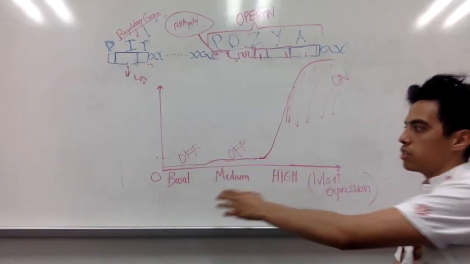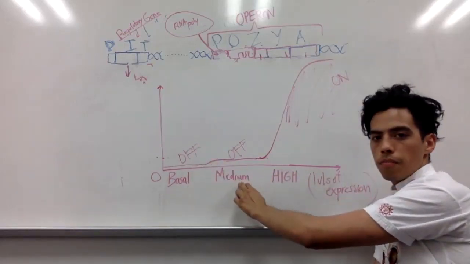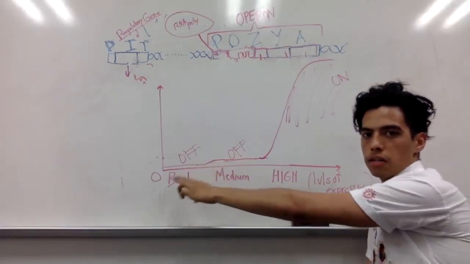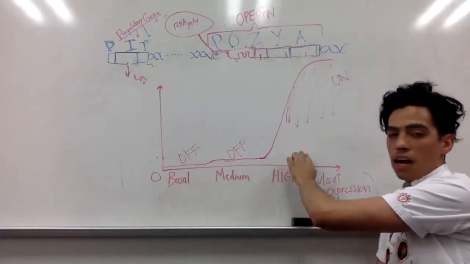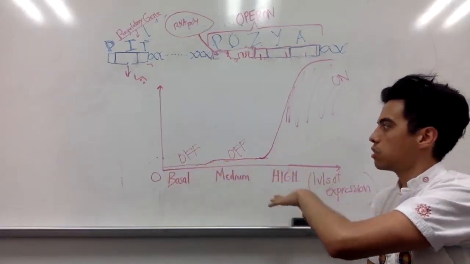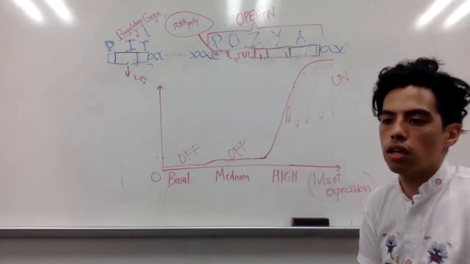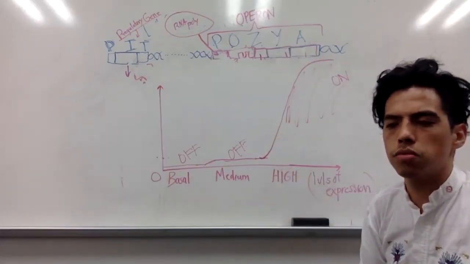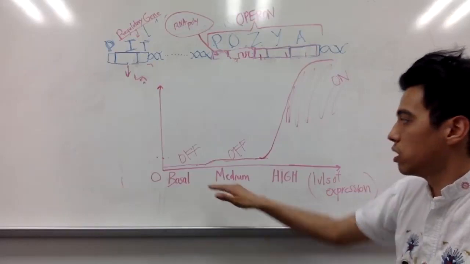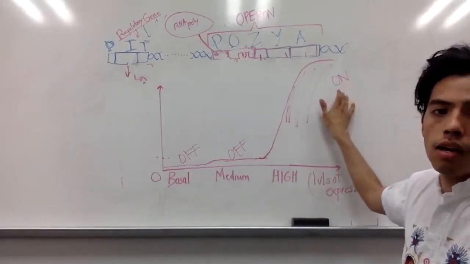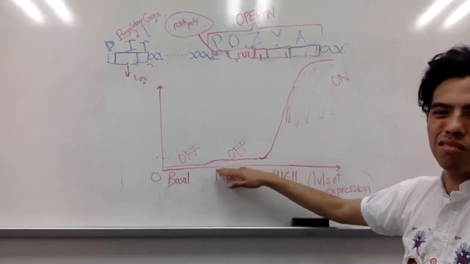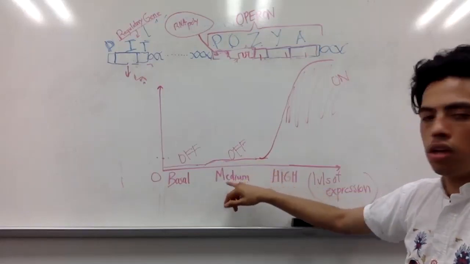So as you guys can see, even though we have medium, it's not really that much compared to basal, and compared to high, it's basically almost basal. And so that's why, really, in terms of this class, and usually in terms of any upper division, we really just talk about basal and high because medium isn't that much higher than basal.